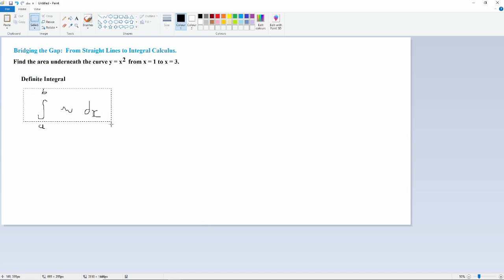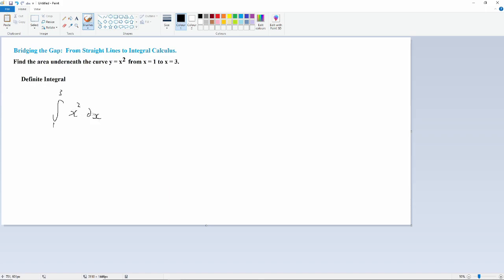Okay, so that's how we write the definite integral. So to look for our answer, y equals x squared from x equals 1 to x equals 3, and we want to know the area under the curve, what we're looking for is the definite integral from x equals 1 to x equals 3 of x squared with respect to x.